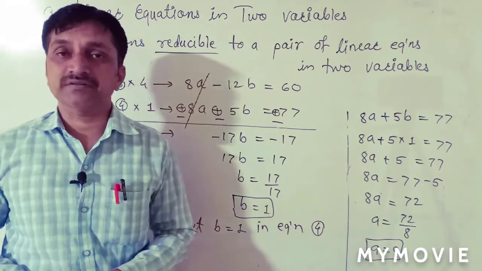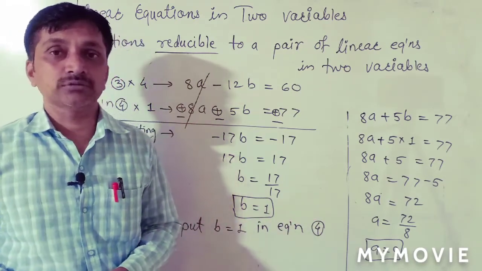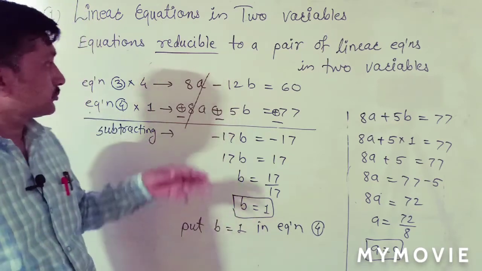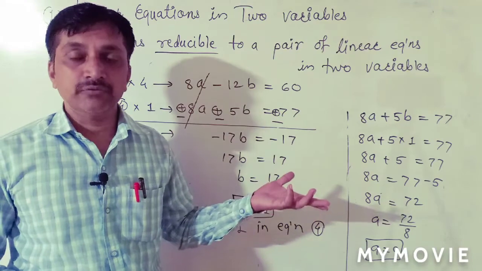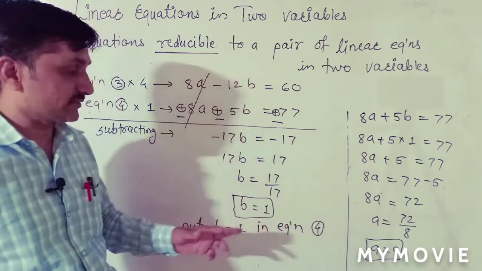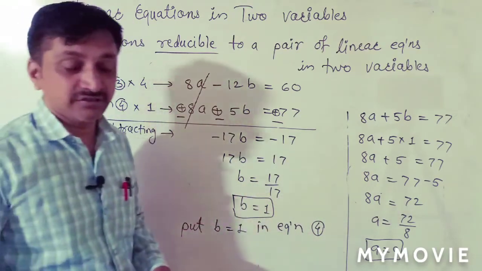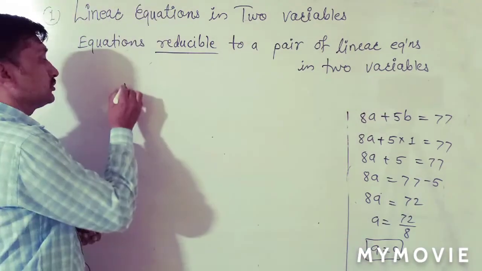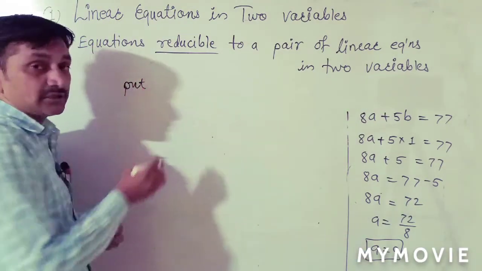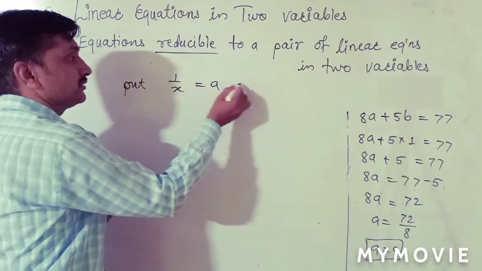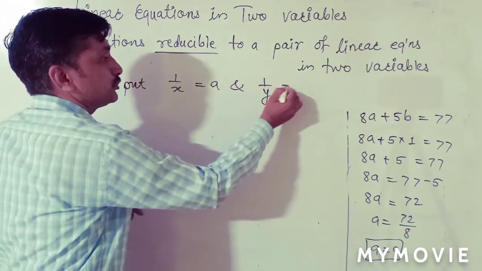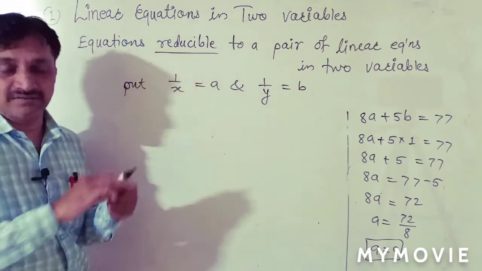But that is not our answer. That is not the solution. In our example, the variables are x and y. When we get the values of x and y, then that is the answer. Now we have to resub here. Resub means resubstitute. We put 1 upon x equal to a, and 1 upon y is equal to b. This was the last back step.